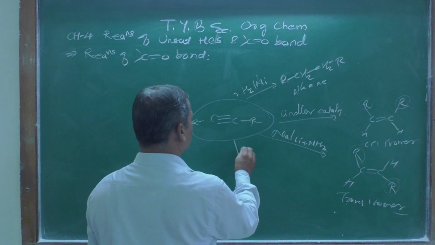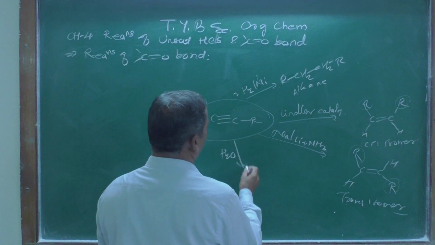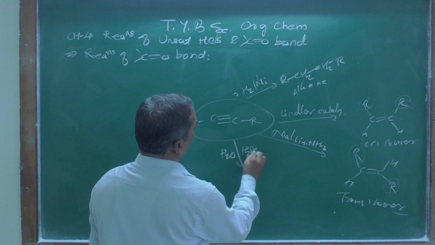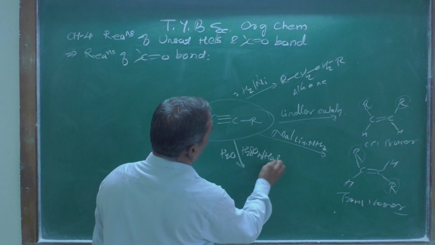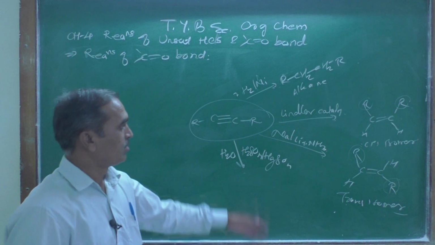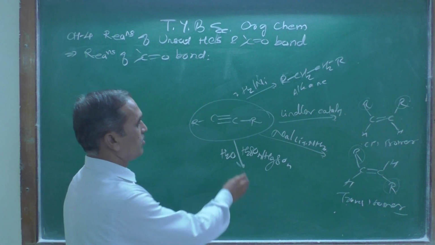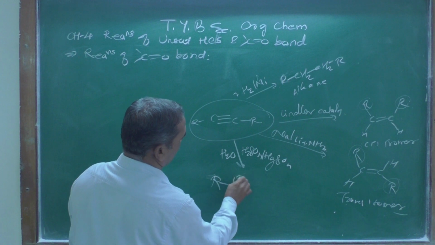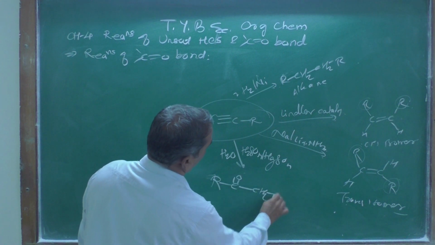Then this one: treatment with water in the presence of H2SO4 and HgSO4. This is a reaction we have seen. This is one more reaction where you are going to get the product like this, R, C double bond O, then CH2 and R.